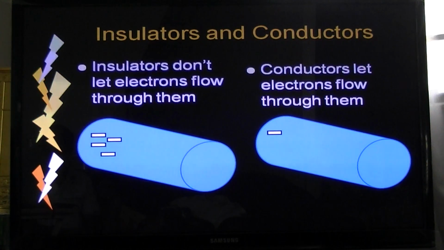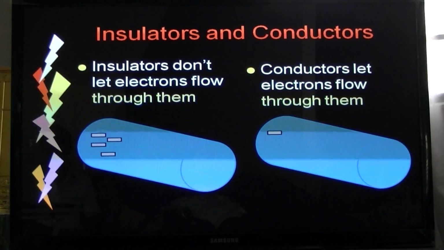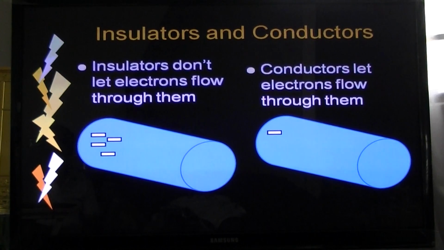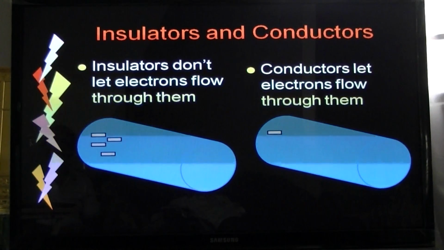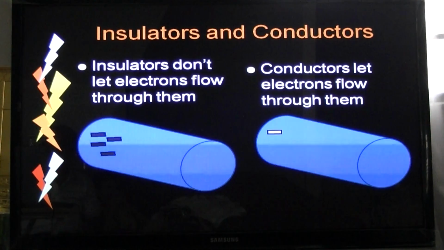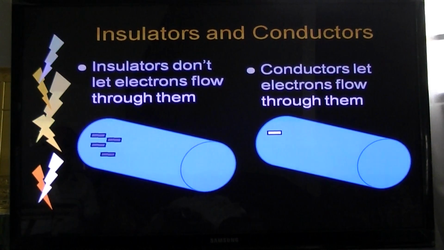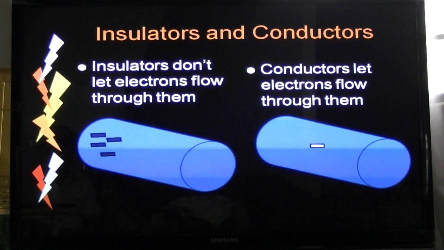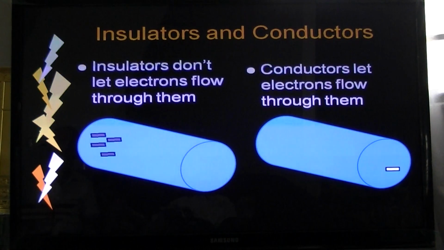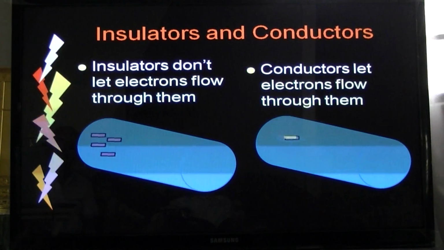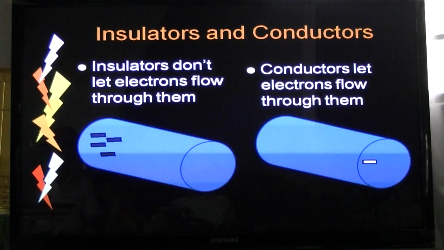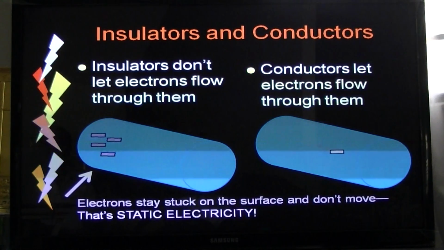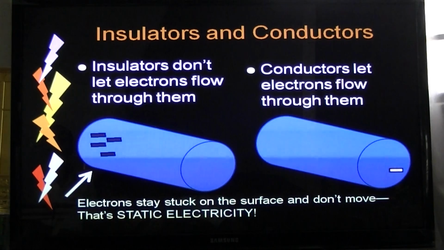Now, insulators and conductors. Remember that word: insulators don't let electrons flow through them. Conductors let electrons flow through them. So let's see. See this one here? The conductor is allowing the electricity to flow. See how it's flowing? It's moving in a line because it's a conductor. The insulator does not flow, it stays where it is. Electrons stay stuck on the surface and don't move.